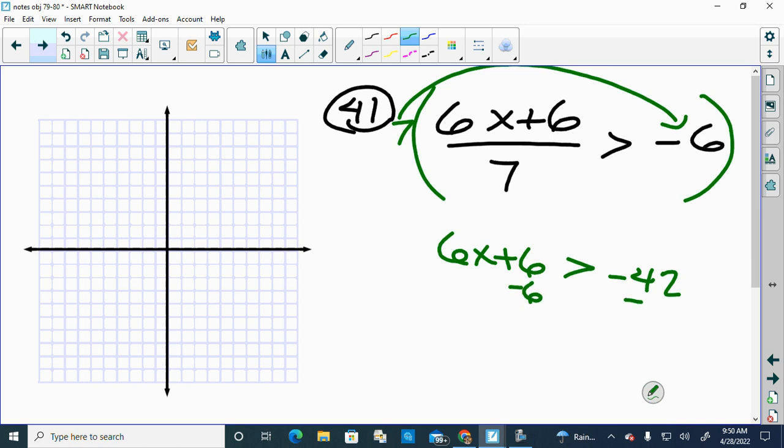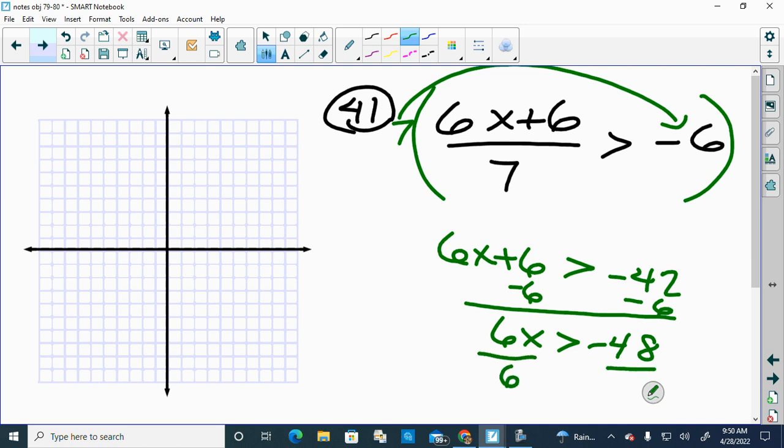So subtract my 6, subtract my 6. So 6x is greater than a negative 38. And then divide by 6. Do I switch my inequality? Nope, because a 6 is not negative. Okay, so x is greater than a negative 8.